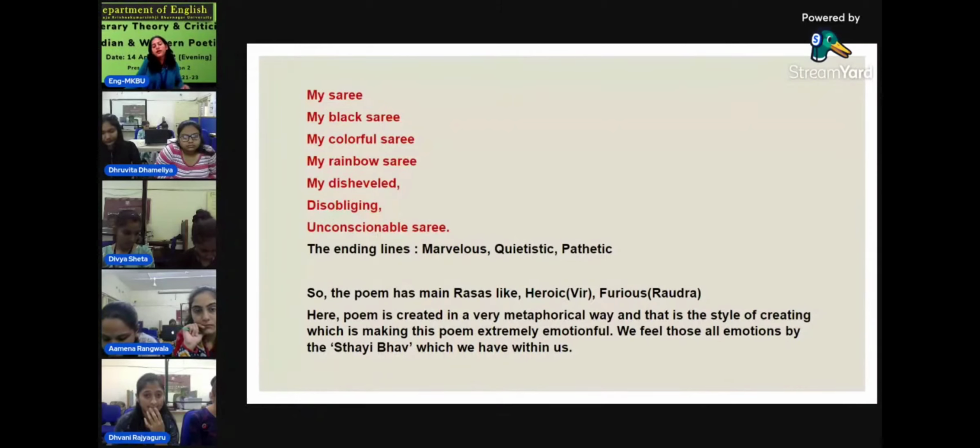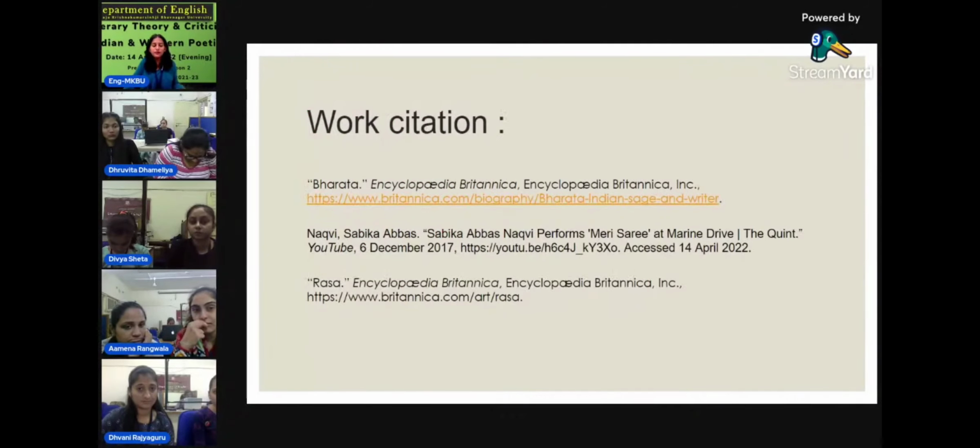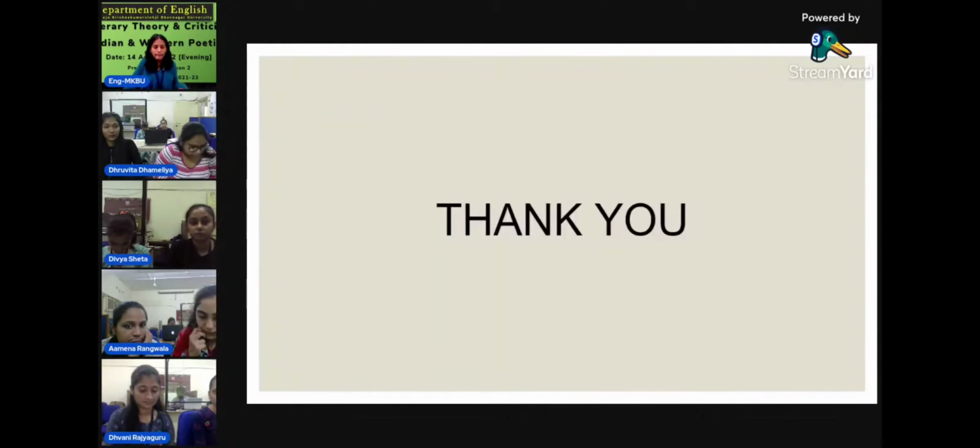So the poem has main rasas like heroic and furious. If we read the whole poem, then we can say that the main tone of this poem is heroic and furious. Here, the poem is created in a very metaphorical way, and that is the style of creation which makes this poem extremely emotional, and we feel all those emotions by the sthai bhav, that is the emotional sentiments we have within us. So these are my work citations. Thank you.